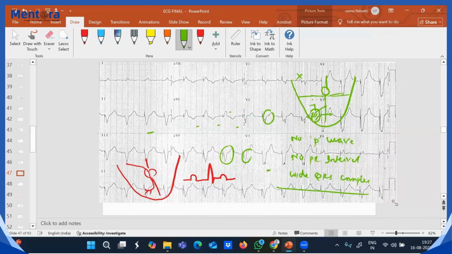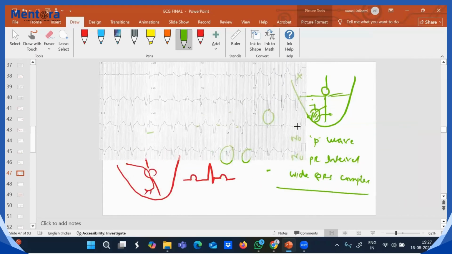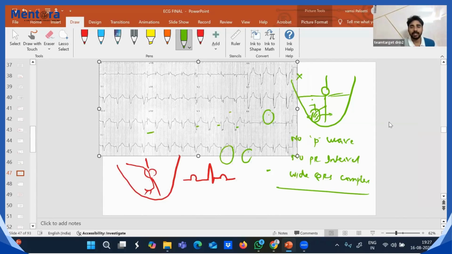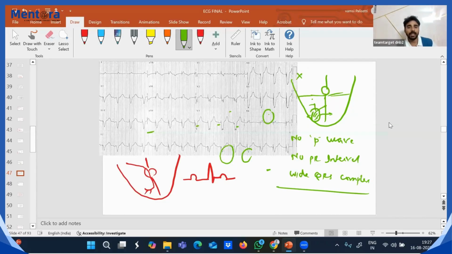Okay, sir. Sir, can we tell which pacer through ECG? Right ventricular pacing will appear as an LBBB, left ventricular pacing will appear as an RBBB. How to identify LBBB and RBBB, I will discuss in the last slide of this PPT.